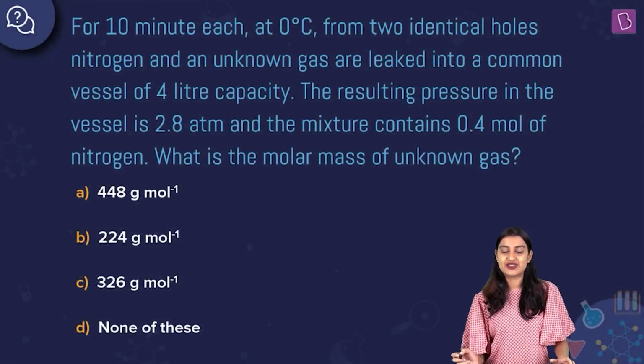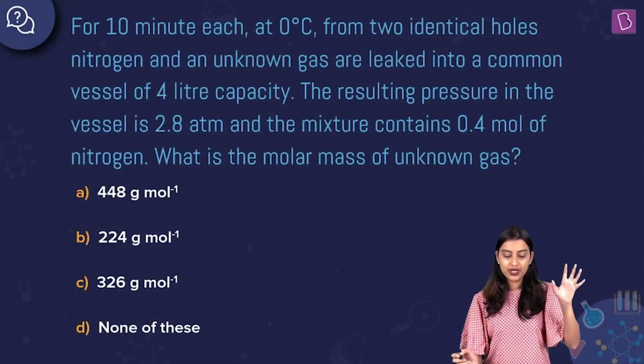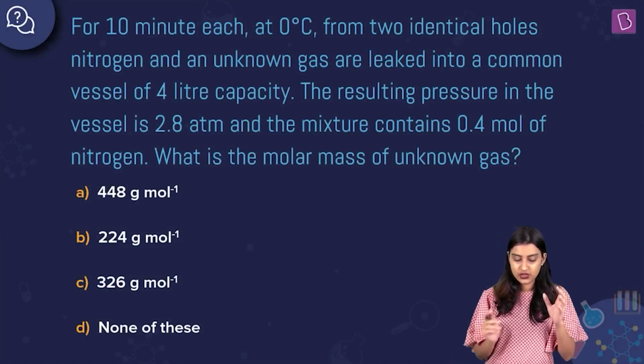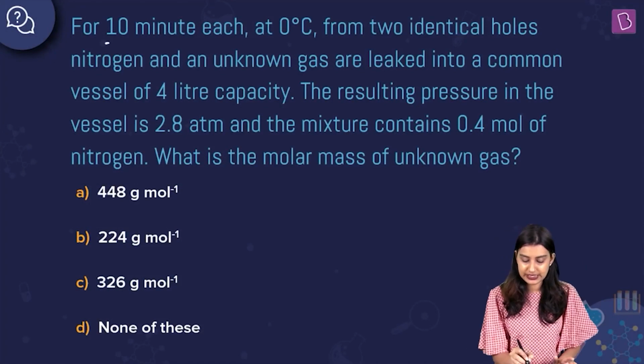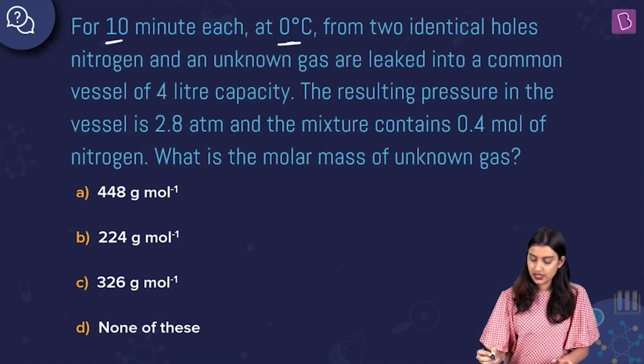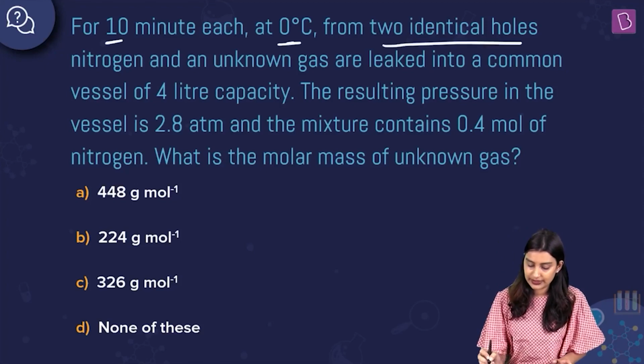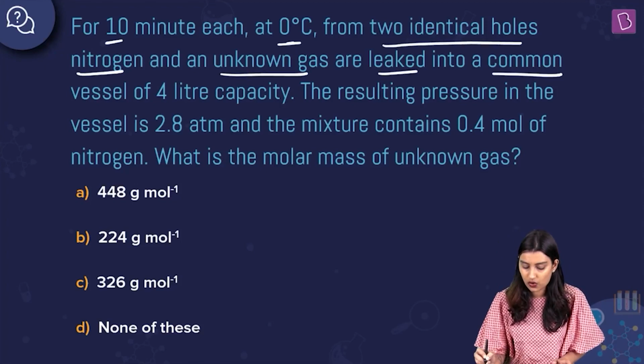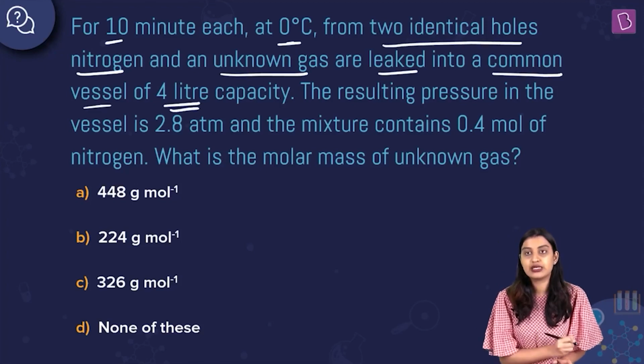Okay, so here you have a question from the chapter States of Matter. Here we're dealing with a question which says that you have two different gases, right? So for 10 minutes each at 0 degrees Celsius, from two identical holes, nitrogen and an unknown gas are leaked into a common vessel of 4-liter capacity.